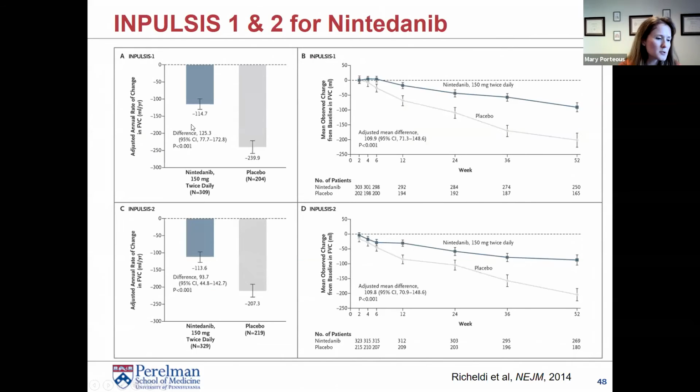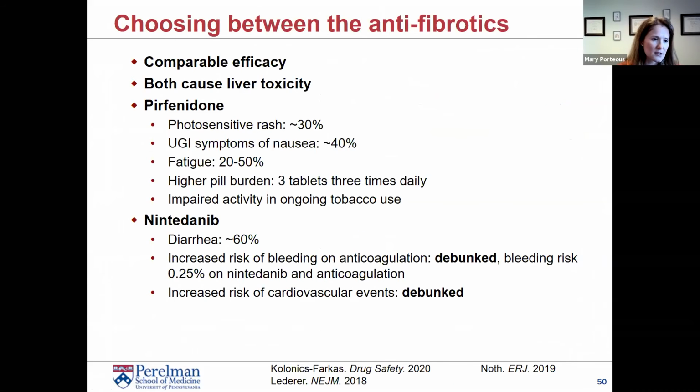So how do I choose between the antifibrotics? They both have comparable efficacy, so in the mid 40% likelihood of decreasing FVC. They both cause liver toxicity. Pirfenidone can cause a photosensitive rash, nausea, fatigue. It's a higher pill burden, 3 tablets 3 times a day, and it may have impaired activity in those patients who continue to smoke.